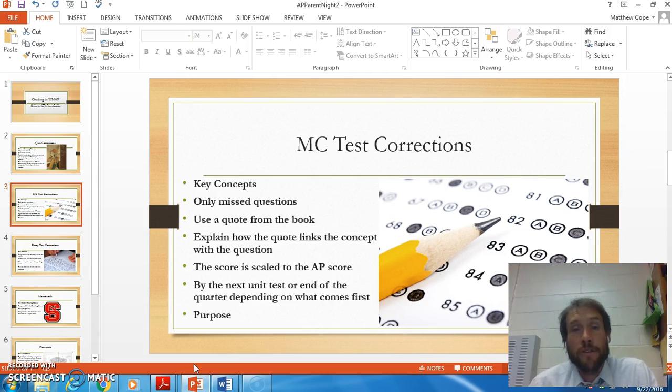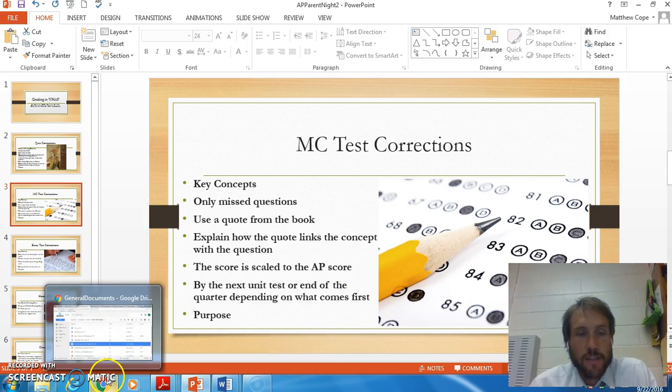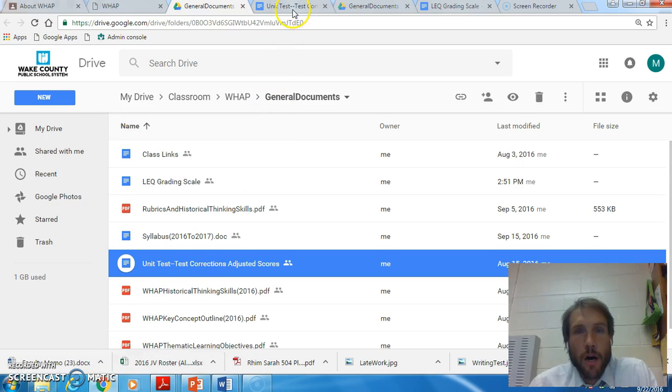So what you do for test corrections, you only link a key concept to a quote for the questions you miss. You don't do it for all of the questions, unlike the quiz corrections where you do it, in fact, for all of the questions because there are only 5. So you use a quote from the book, you explain how that quote links to the key concept that you identified the question is assessing. And when you do that, it will raise your overall score on your multiple choice portion of the test to the equivalent score on the AP exam.